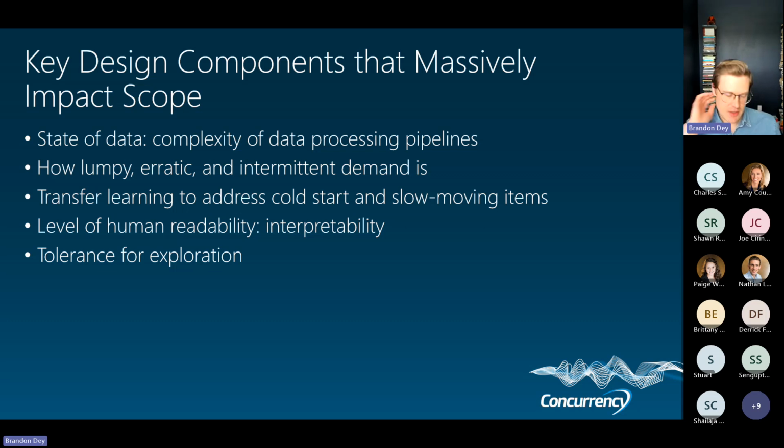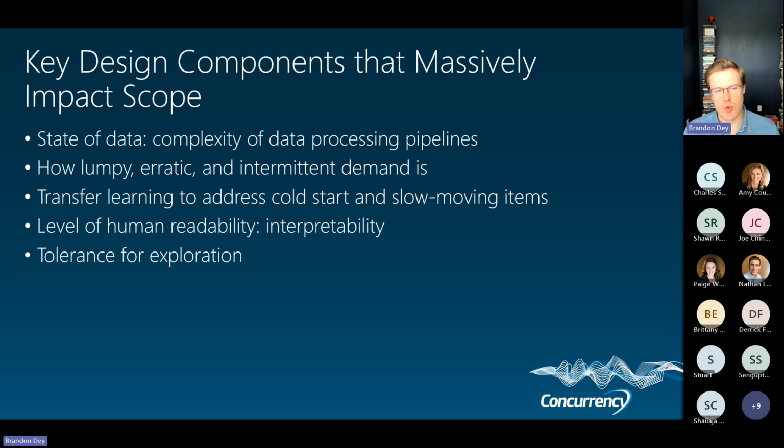Another thing that affects the amount of work that goes into this, and therefore your time to value, is how much human readability your business requires to trust this. Everybody's a little bit different. Everybody has different sensitivities to information and trust, just as a generality. In high trust environments, you don't need much human readability. In low trust environments, you need lots of it. Where you sit on that spectrum drives effort.